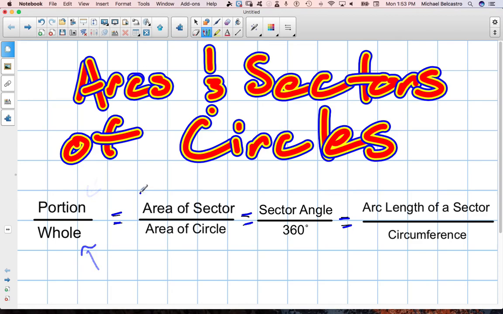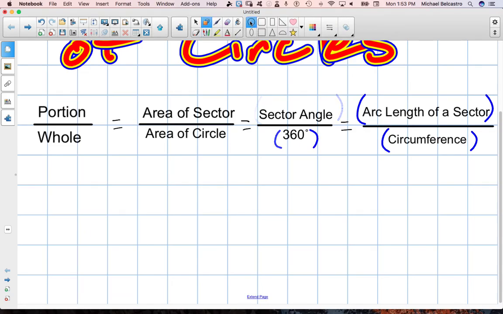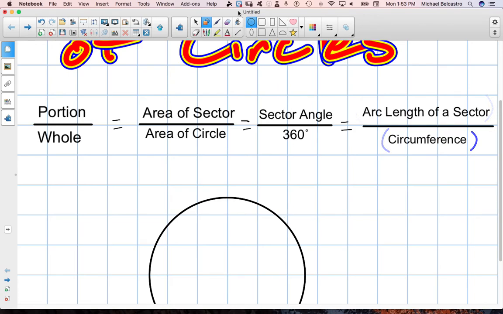So one of the key ones is the area of a sector, which we're going to talk about here, divided by the area of the circle, is equal to the sector angle over 360 degrees, which is equal to the arc length of a sector divided by the circumference. So a lot of technical terms there. Let's define a couple of them, and then we'll go into a question. We're going to build some of this stuff.